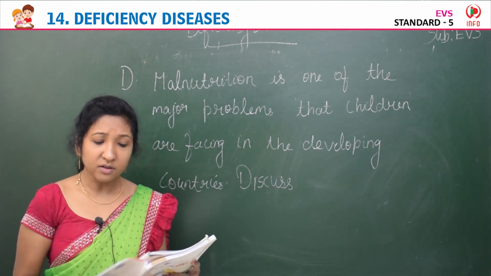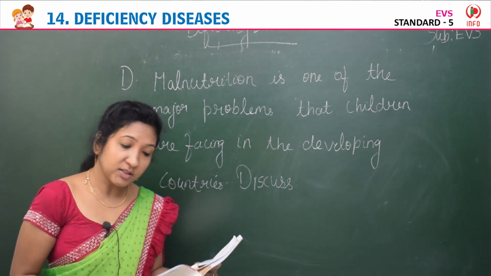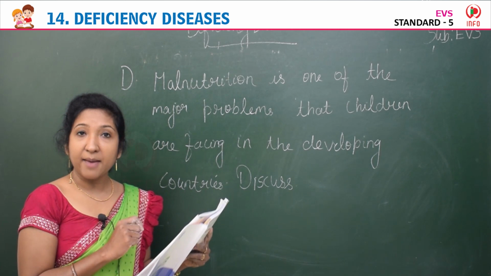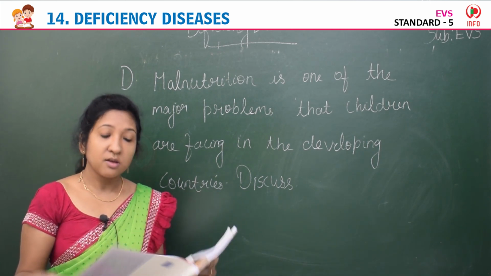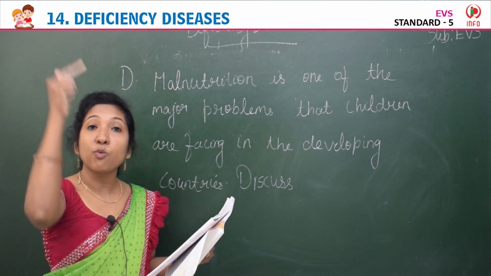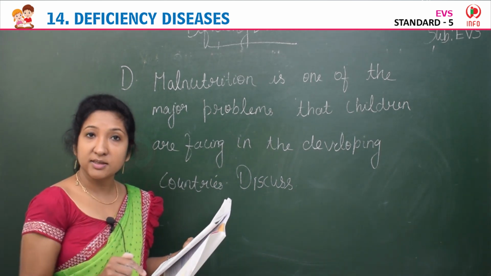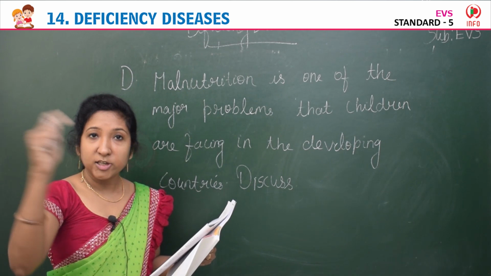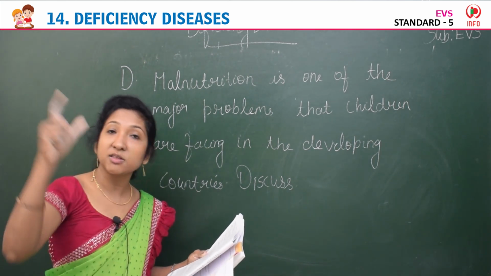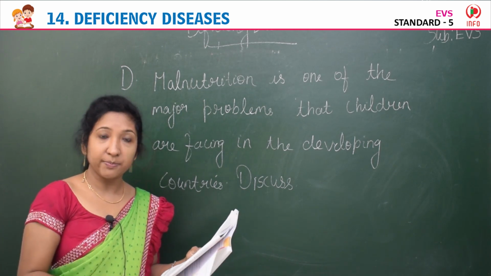Now, there is a table in your textbook. They are asking you to complete it. Deficiency of vitamins, diseases caused. They have written deficiency A, B, C, D, meaning deficiency of vitamin A. Which disease does it cause? Night blindness. Next, deficiency of vitamin B. B causes which disease? Beriberi.